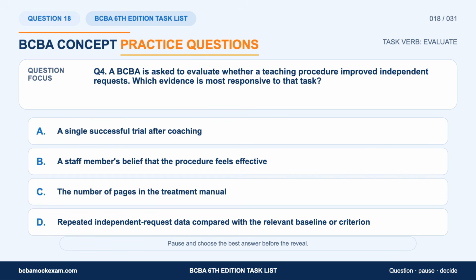Question 4. A BCBA is asked to evaluate whether a teaching procedure improved independent requests. Which evidence is most responsive to that task? A. A single successful trial after coaching. B. A staff member's belief that the procedure feels effective. C. The number of pages in the treatment manual. D. Repeated independent request data compared with the relevant baseline or criterion. Before the reveal, ask what the STEM proves and what it leaves unknown.